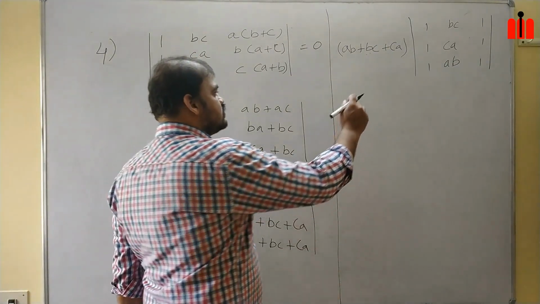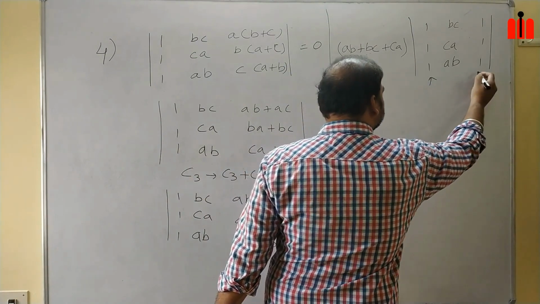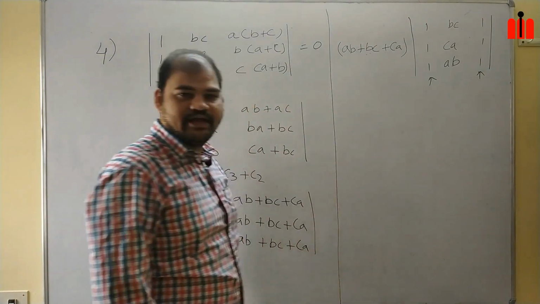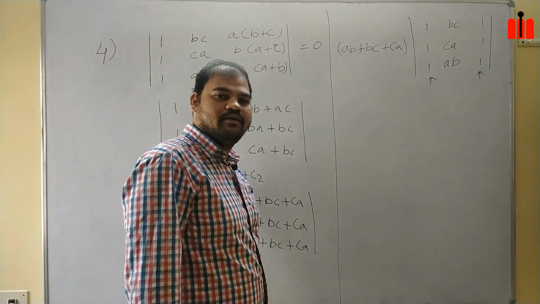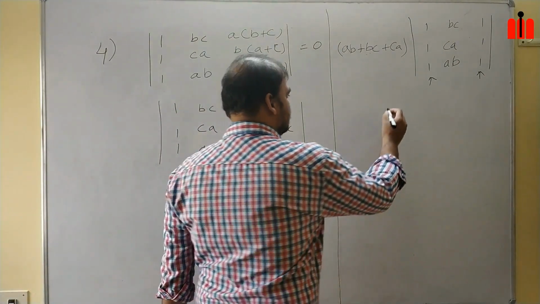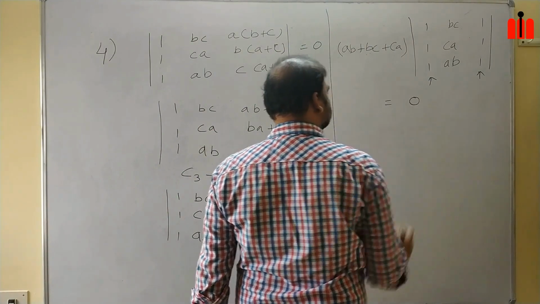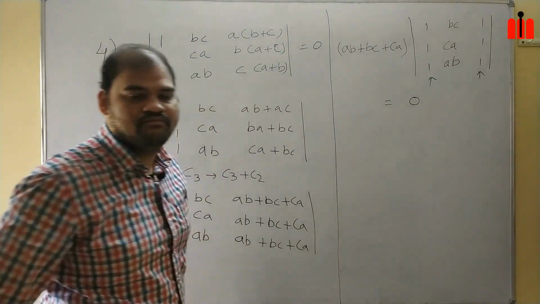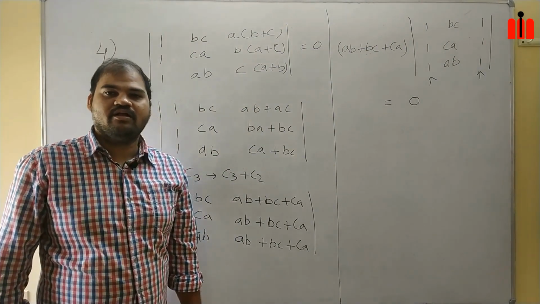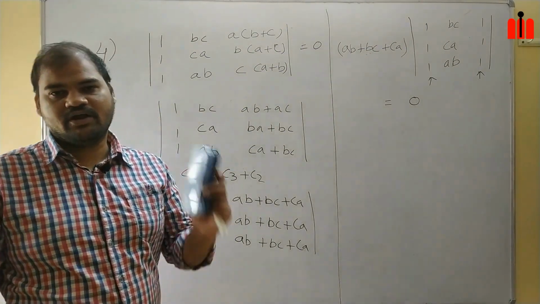Okay. So now this column and this column are identical, right? Whenever two identical columns are present in a determinant, then the determinant will become 0. So this is 0. So AB plus BC plus CA into 0 will become 0. Okay. This completes problem number 4.